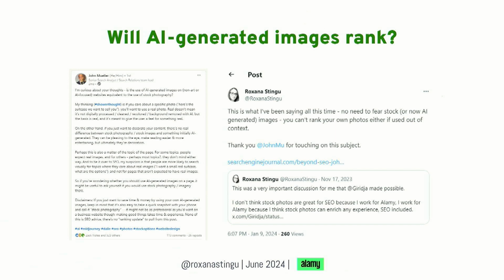And if you're worried about stock photography or AI-generated imagery in your SEO, you should just worry about, is this image relevant to my content? And if it is, it doesn't matter if it's coming from your phone, a professional camera, if it's AI generated, or if you bought it off a stock website. It doesn't matter. If it's relevant, it will rank.